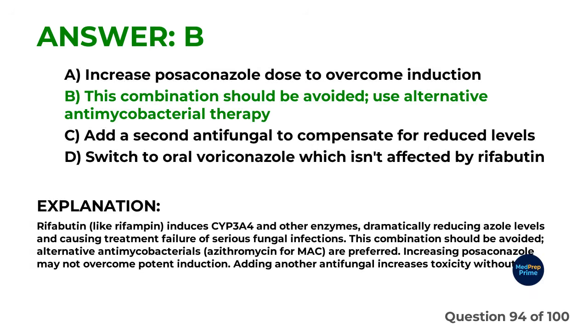Correct answer, B. Rifabutin, like rifampin, induces CYP3A4 and other enzymes, dramatically reducing azole levels and causing treatment failure of serious fungal infections. This combination should be avoided. Alternative antimycobacterials, such as azithromycin for MAC, are preferred. Increasing posaconazole may not overcome potent induction. Adding another antifungal increases toxicity without addressing the interaction.